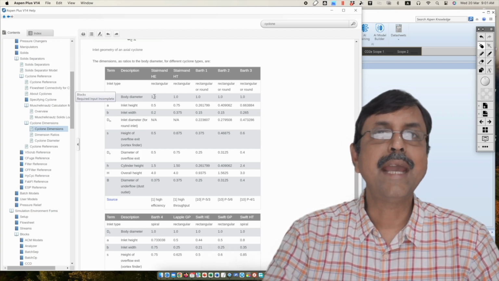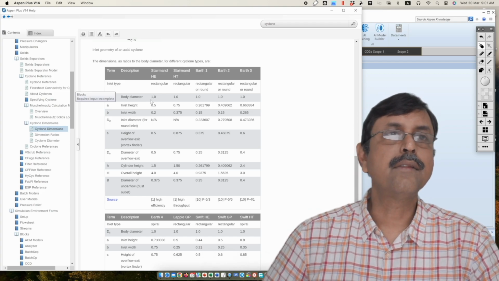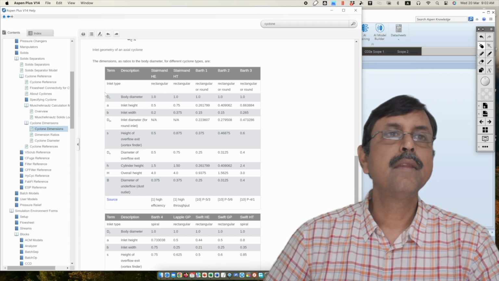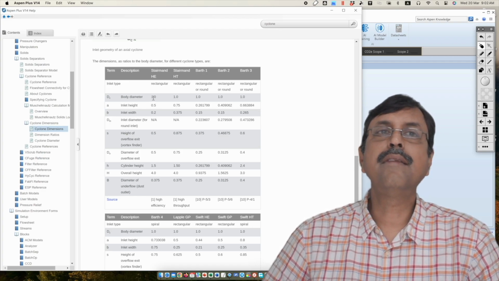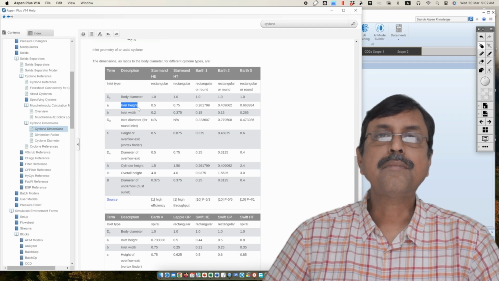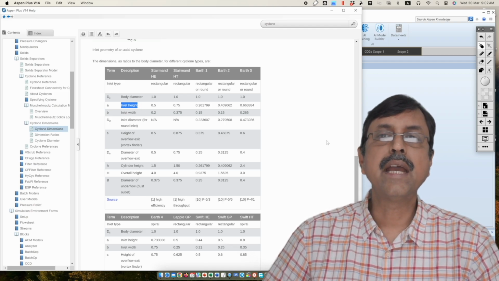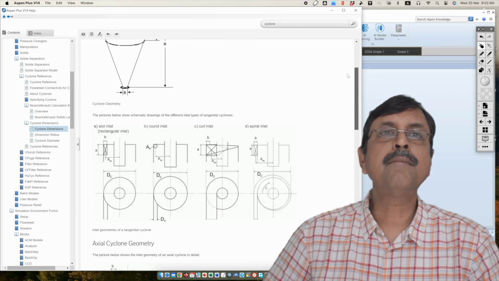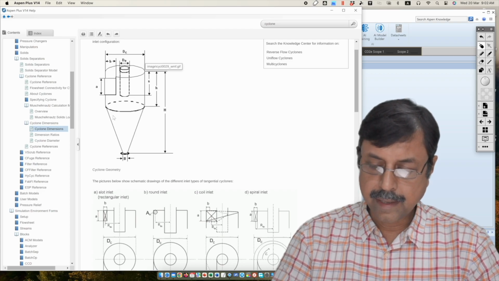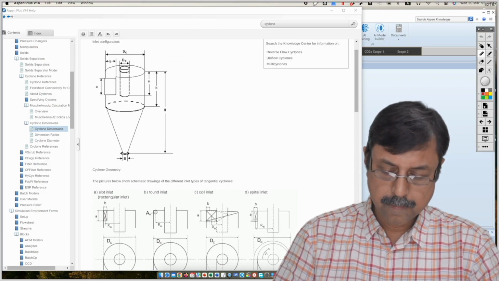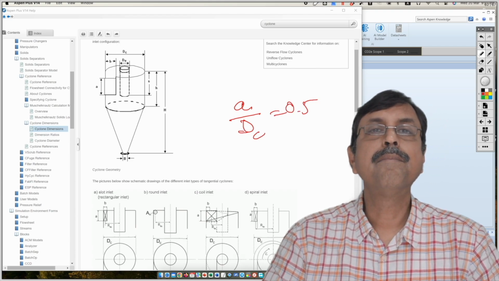L by DC or H by DC. Okay, it is given by DC, right? Yeah, it is given by DC. So L by DC, H by DC. So DC by DC is 1. A by DC is 0.5. A by DC is 0.5 means the inlet height of the channel is half of the body diameter. So if you compare in this diagram, you can see this is A and this is DC. So what it says is that A by DC is equal to 0.5. That's what it means.